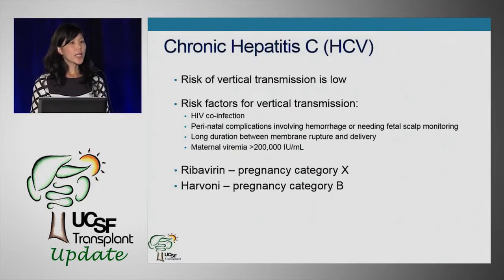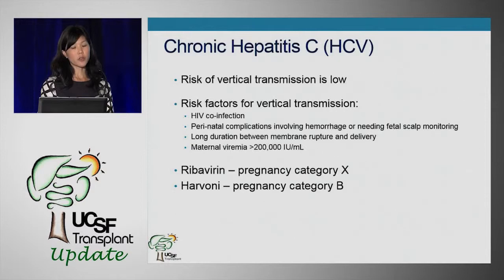The management of chronic hepatitis C in pregnancy is much more straightforward. The risk of vertical transmission is very low. Risk factors for vertical transmission include HIV co-infection, perinatal complications involving hemorrhage, or fetal scalp monitoring requiring exchange of blood, longer duration between membrane rupture and delivery, and higher maternal viremia.